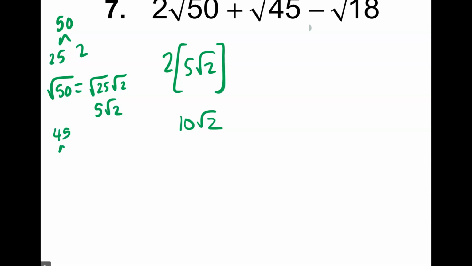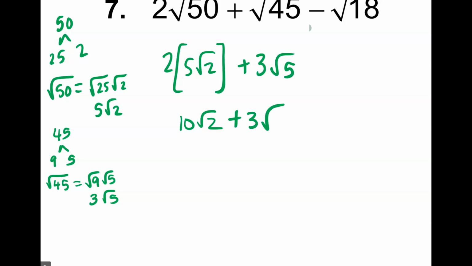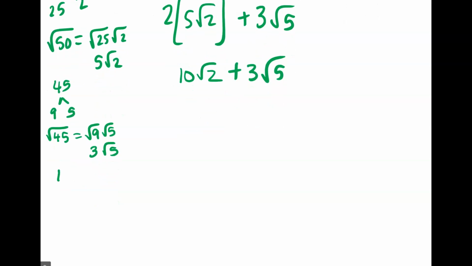Okay, 45 is 9 times 5. So that's 3 root 5. So this is plus 3 root 5. And lastly, 18 is 3 root 2.